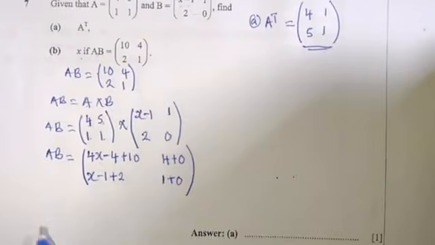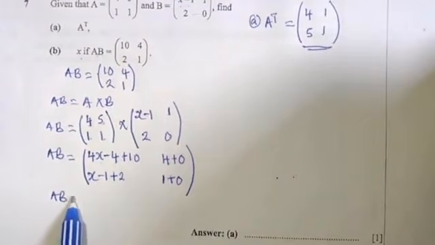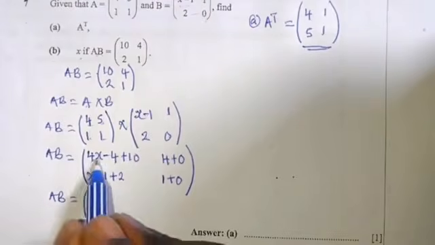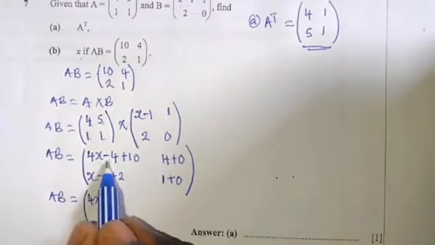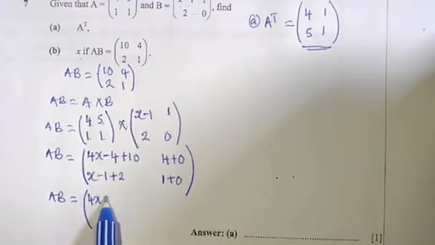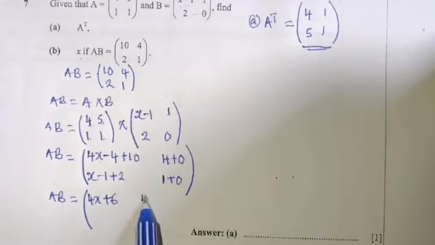Then from here, we can try to simplify. We say AB equals 4x, then negative 4 plus 10, which will give us a positive 6. Then 4 plus 0, this will give us a 4.